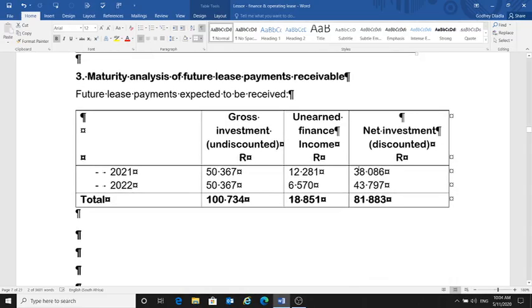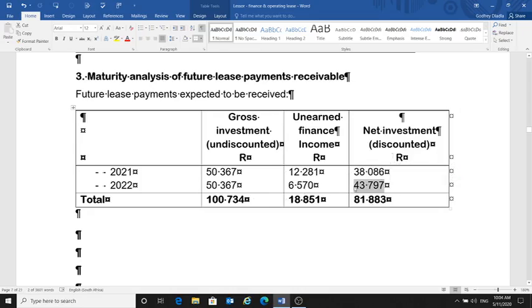Okay, right. Then the third one is this one, the maturity analysis of future lease payments received. This column is the payment, the gross investment undiscounted. These are the payments that are remaining. Okay, the remaining payments in 2021 is this one, 2022 is this one. Then your interest and finance income is this one for that year, and this one is for that year. All right, and then if you deduct this 12, for an example, from the 50, it gives you this 38. The difference between the two gives you this 38. The difference between the 50 and the 6,570 gives you the 43. Right. If I add these amounts, you can see it's 18.